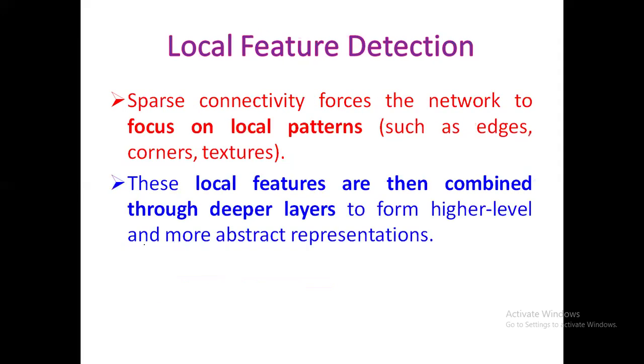Next, local feature detection, how it is done. Another key benefit of sparse connectivity is that it encourages the network to focus on local features in the input data. In an image, for example, useful information such as corners, textures.